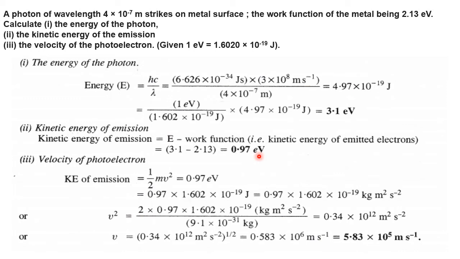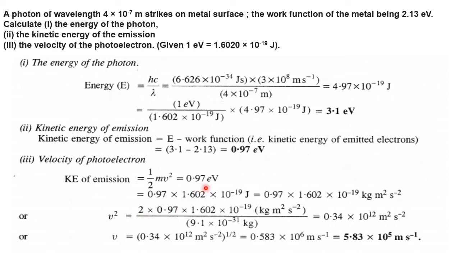Now, let us calculate the velocity of photoelectron. What is the kinetic energy formula? Kinetic energy equal to half mv², or after the cross multiplication, 2 into kinetic energy equal to mv², or v² equal to 2 into kinetic energy by m. So v² equal to 2 into kinetic energy by m. What is kinetic energy? 0.97 electron volt.